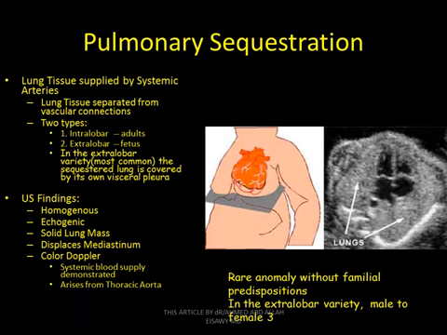Ultrasound finding: homogeneous echogenic solid lung mass. It may displace the mediastinum. Color Doppler shows systemic blood supply arising from the thoracic aorta. A sporadic anomaly without familial predisposition. In the extralobar variety, the male to female ratio is 3 to 1.